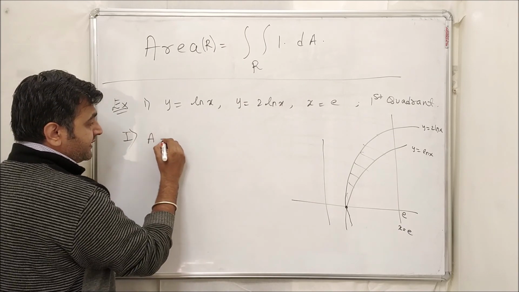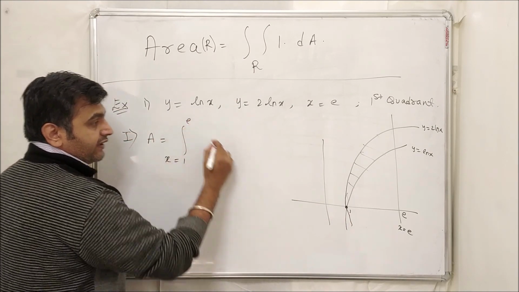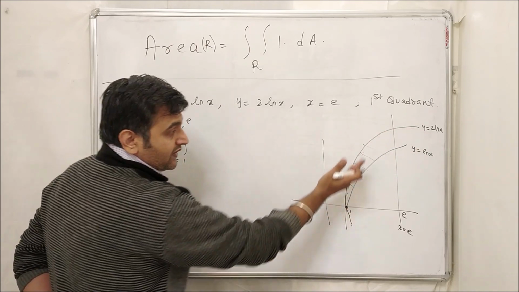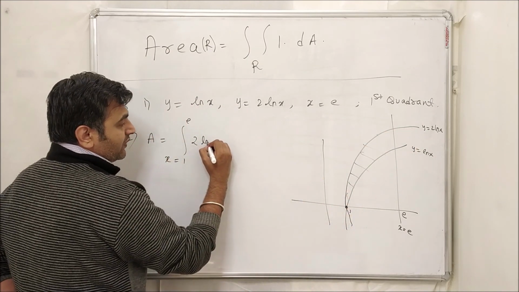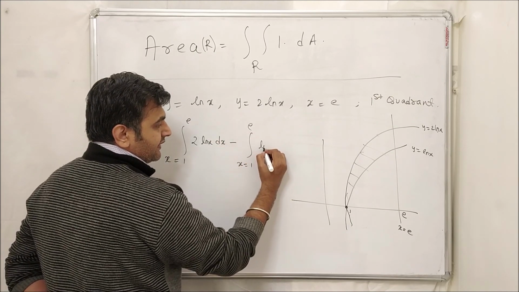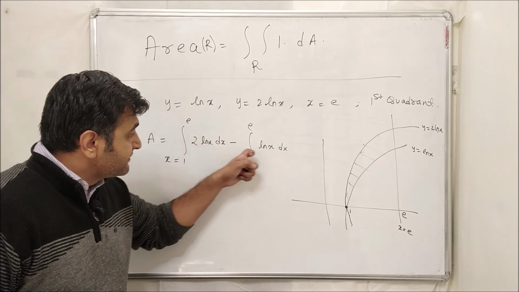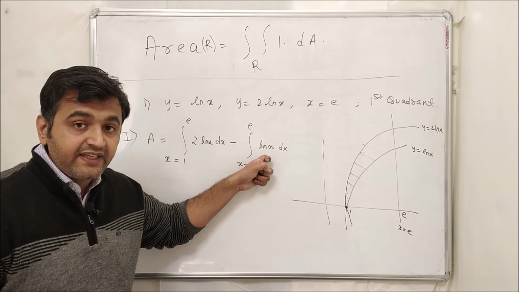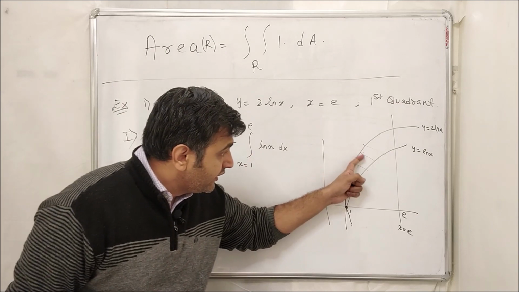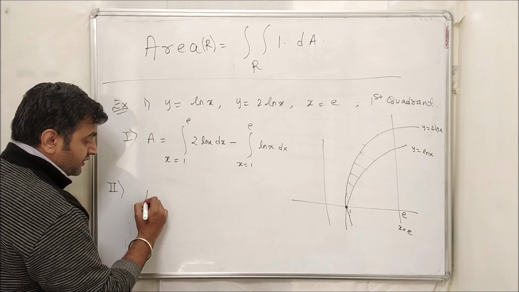If you want to go by single integration, what you do? This is my 1, so you take x from 1 to e and you find the area of the region which is below y equal to 2 ln x. So you find this whole area, integral of 2 ln x dx, minus you subtract the integral with x from 1 to e of ln x dx. So if you go by single integration, you actually substitute the value of the function. So your integrand is the function when you go by single integration, and when you do the subtraction, you get this area.